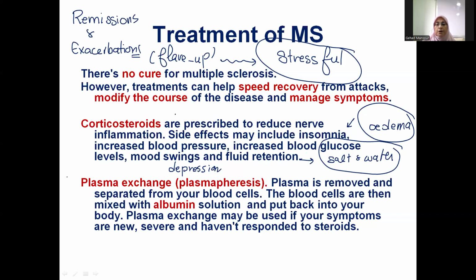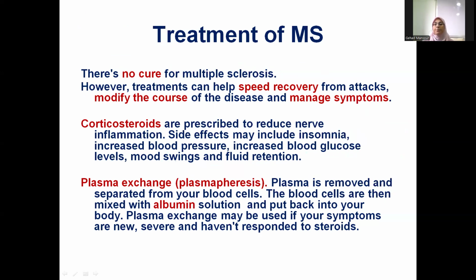Another important, rather recent way of treatment is plasmapheresis. Plasmapheresis means that you take a sample of blood from the veins of the patient. Blood, of course, is plasma and blood cells. Then you remove the plasma and separate it from the blood cells.